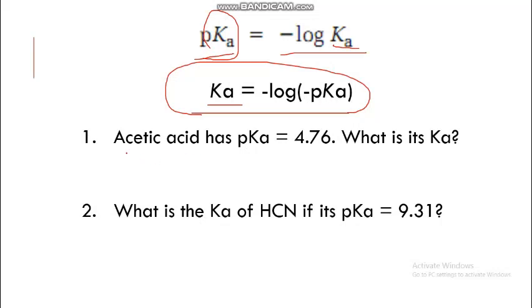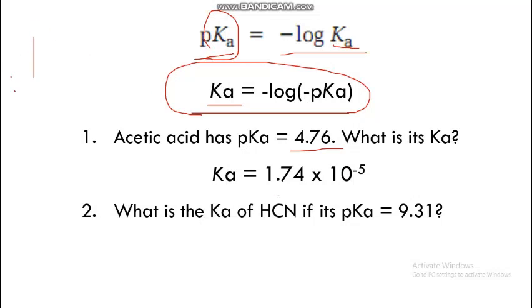So for example, number 1, acetic acid has a pKa of 4.76. So what is its Ka? So in a calculator, hanapin nyo yung anti-log, o kaya yung invert, then log, then negative 4.76. So, you would have a Ka of 1.74 times 10 to the negative 5.